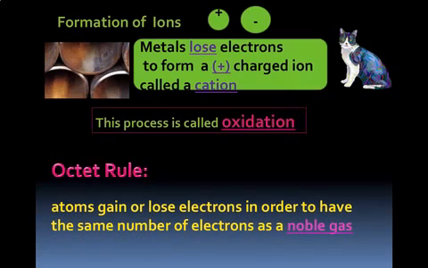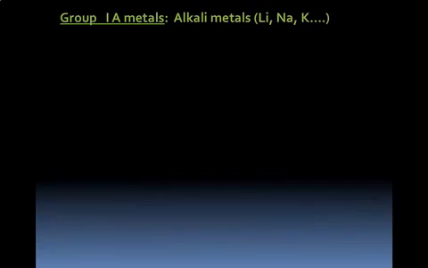Octet rule, you can think of oct goes with the number 8, and they all want to have 8 valence electrons, which would mean they're going to have an s2p6 electron configuration. Atoms will gain or lose electrons in order to have the same number of electrons as a noble gas, because that's what a noble gas has, 8 valence electrons. So we'll go through the groups. The first group is the alkali metals.